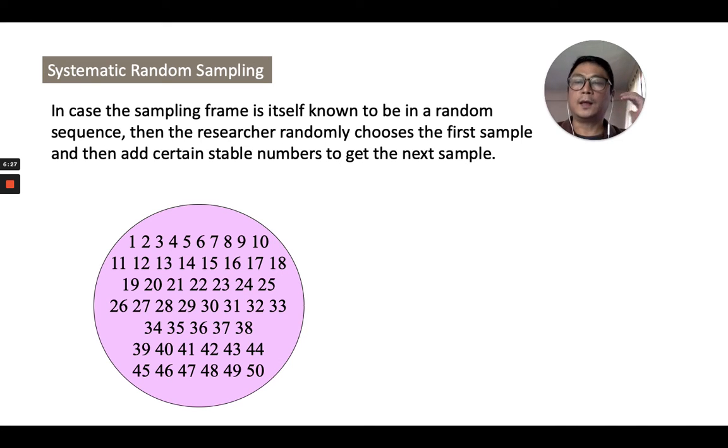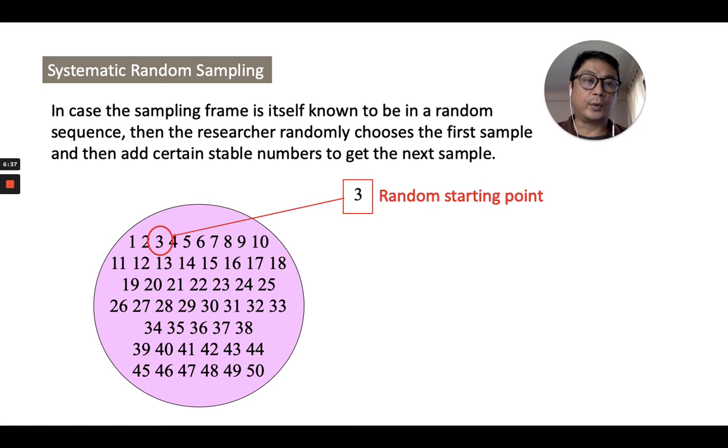Now, in cases where the sampling frame is known to be already in a random sequence, then you can use systematic random sampling. Okay? It starts with a random starting point. In this case, the researcher, for example, puts 50 names in a hat and draws out one and says, okay, we will start with number 3 in our list.